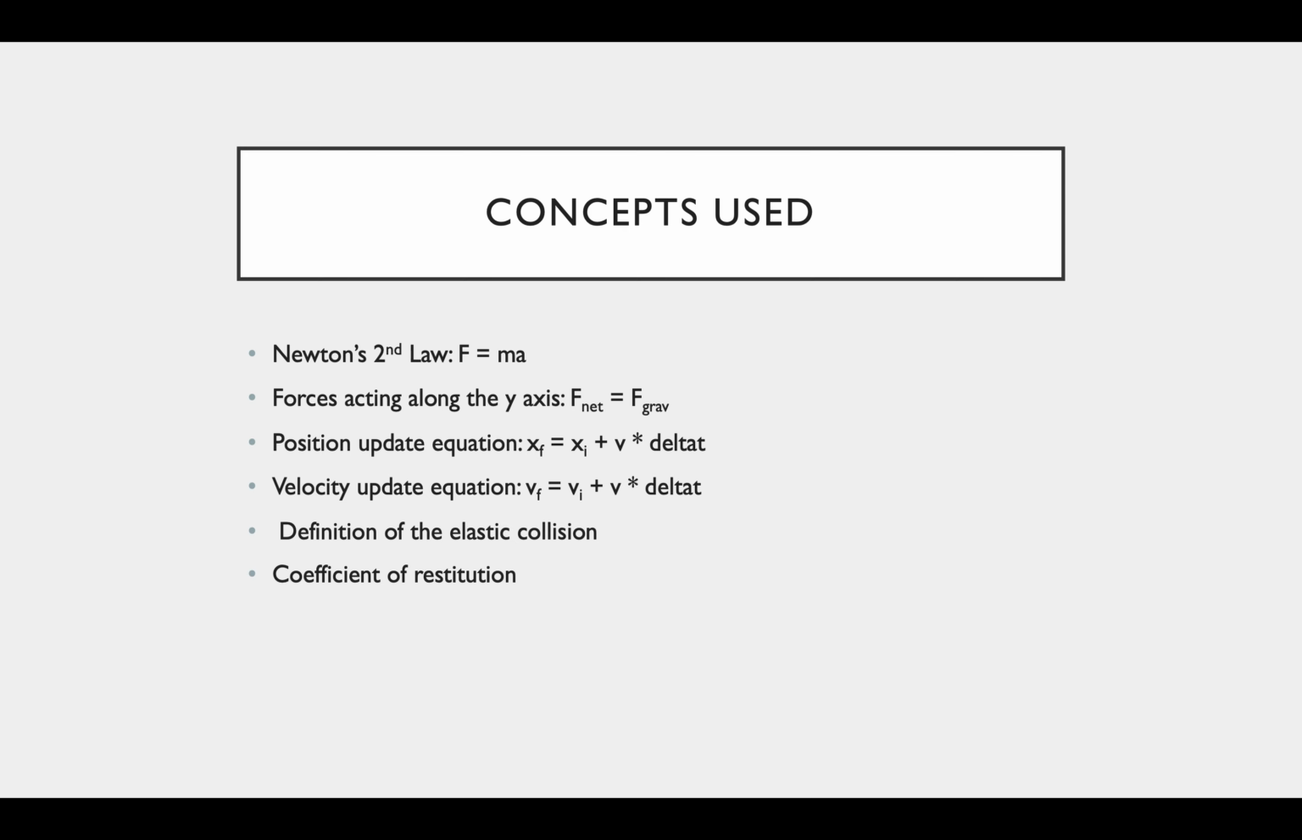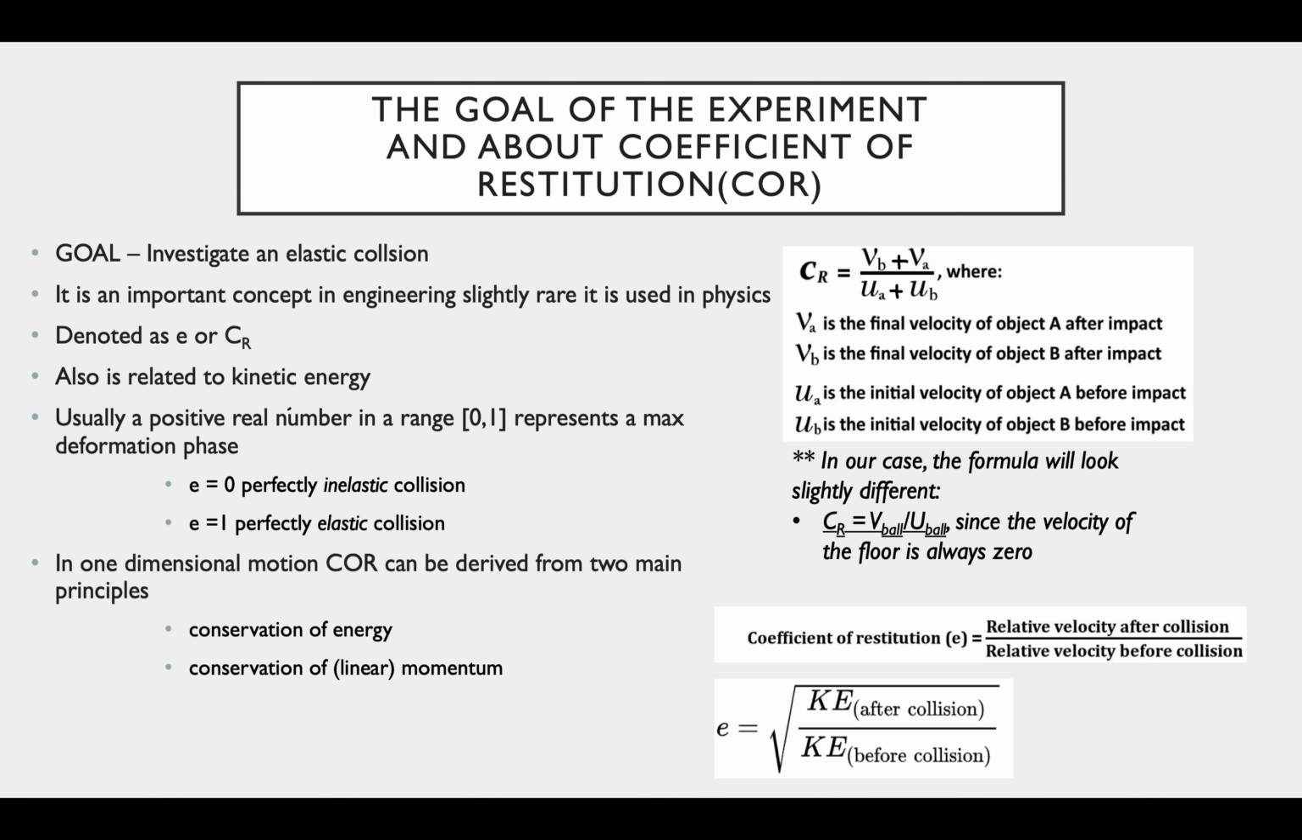The most important concepts used throughout this experiment are pretty standard: Newton's second law, position and velocity update equations, gravitational and net forces along the y-axis. But in addition to that, I have introduced elastic collision and the coefficient of restitution. So in order to achieve our final goal and investigate an elastic collision, I want first to introduce the coefficient of restitution concept, which describes a ratio of the relative speed after to the relative speed before the collision.